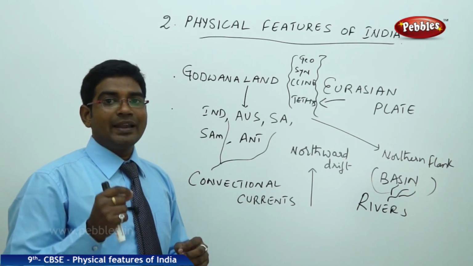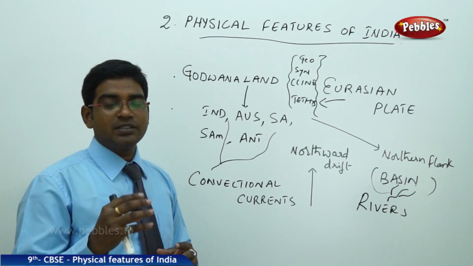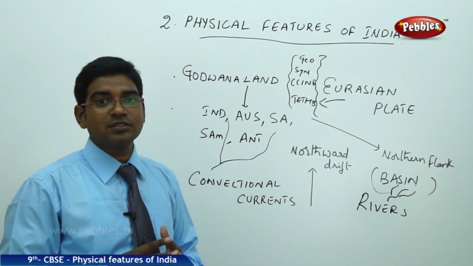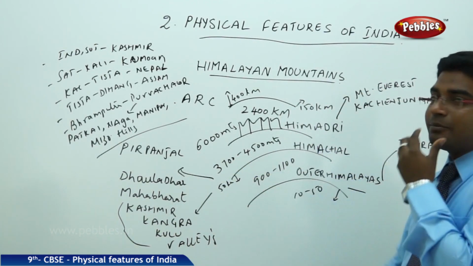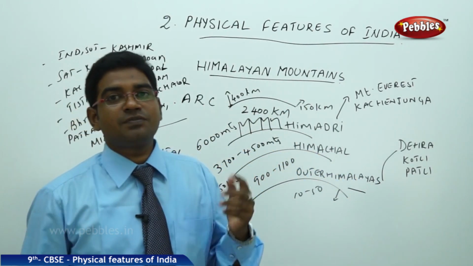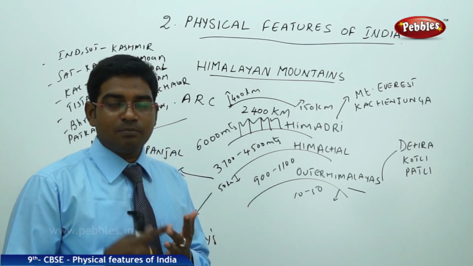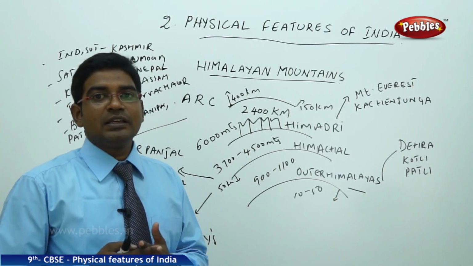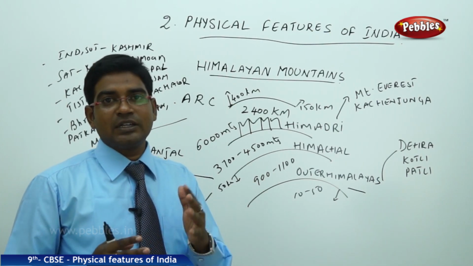Now, let us understand the major physical divisions of India, how they are important to our country and how they are contributing to our country's progress. Now, we shall discuss how the Himalayan mountains are formed. We all know that India has 6 major physical divisions: the Himalayas, the northern plains, the peninsular plateau, the Great Indian Desert, the coastal plains, and finally the islands. Altogether, these are the 6 major Indian physical divisions.